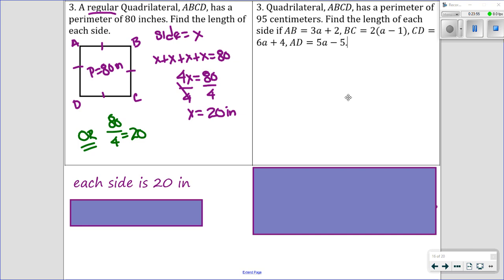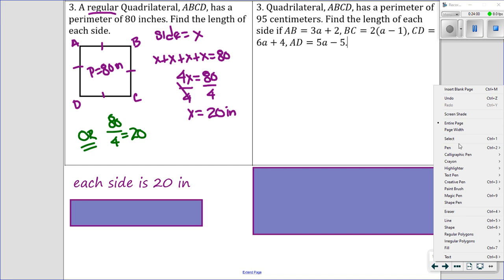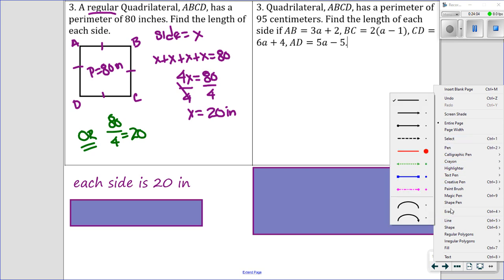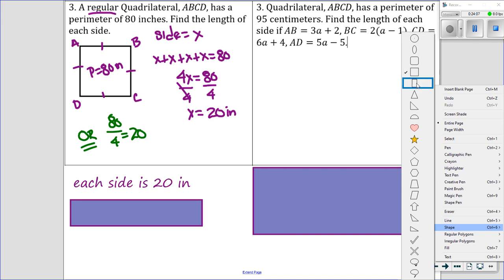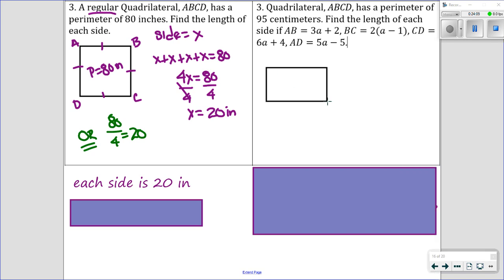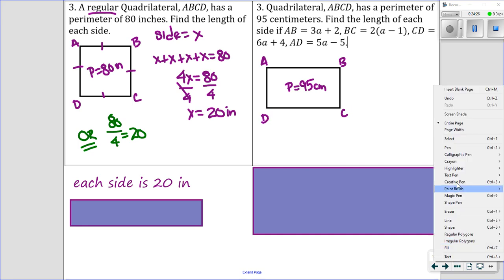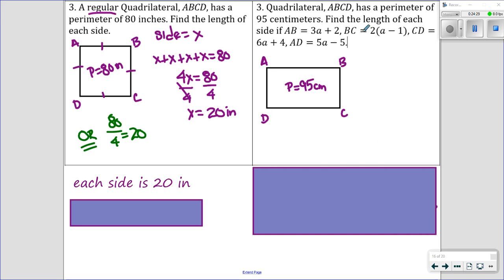For the next one, quadrilateral ABCD, they didn't say regular. They just said it's a quadrilateral. So it's going to be whatever it is. So let me choose a rectangle for that. And let's see what they say. It has a perimeter of 95 centimeters. Find the length of each side. I'm going to label it A, B, C, D. And I'm going to use another color to label it.